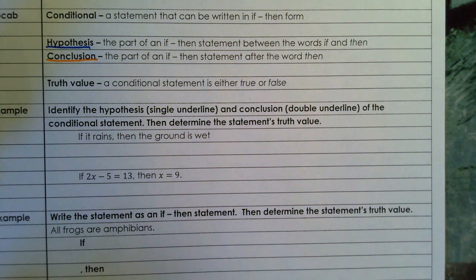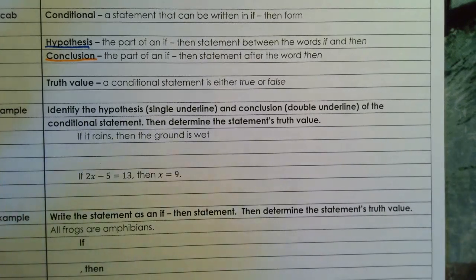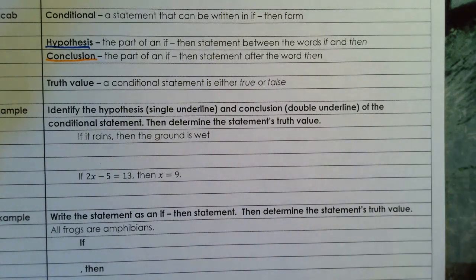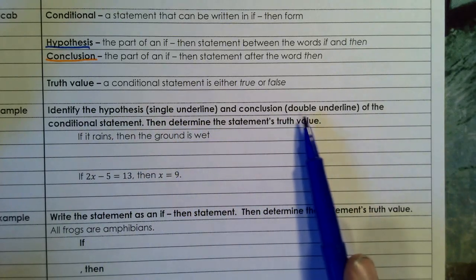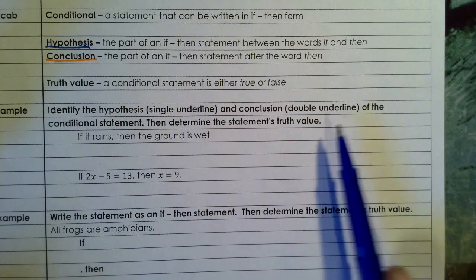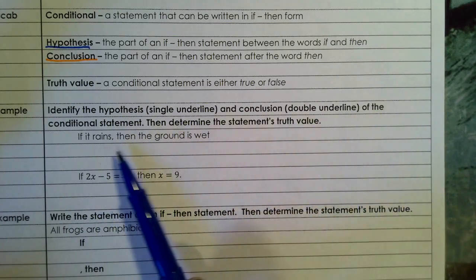If you give a mouse a cookie, then he's going to ask for a glass of milk. So the hypothesis is, if you give a mouse a cookie, and then he's going to ask for a glass of milk is the conclusion. So let's try it out. In this one, we want to identify the hypothesis and conclusion, single and double underline, or you could use colors, of the conditional statement.